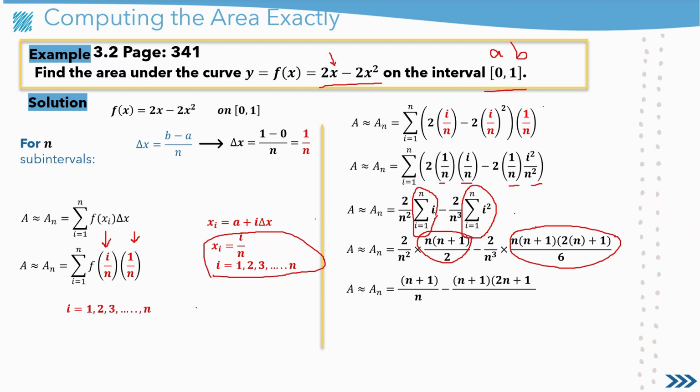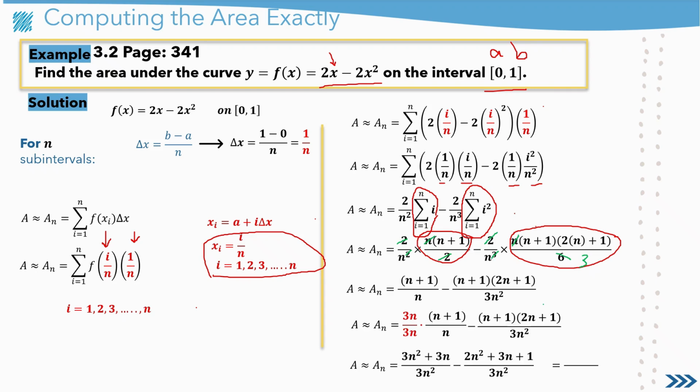Here what did I do? I cancelled 1n in the numerator and 1n in the denominator. Over the second half also I cancelled n in the numerator and 1n in the denominator. Also I cancelled this 2 and this 2. Also this 2 with 6, so that the denominator becomes 3. So you are left with n plus 1 over n minus n plus 1 times 2n plus 1 over 3n square. Further simplification results in n square minus 1 over 3n square.